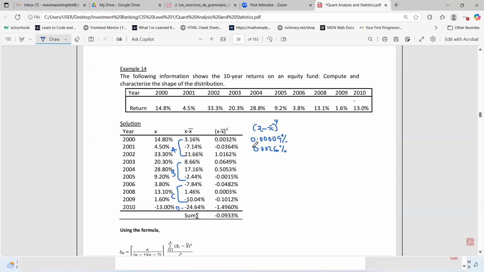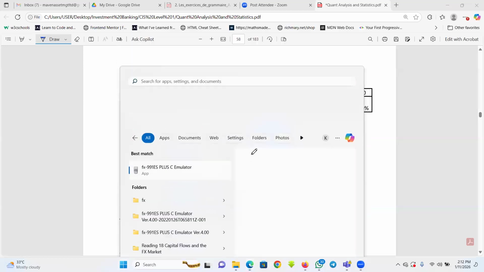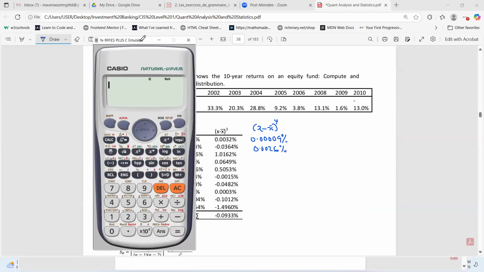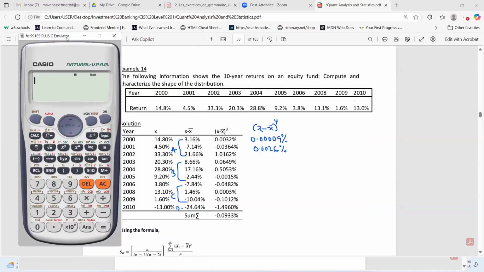Wait, let me bring up my calculator. Can you see my calculator? So we have 21.66% to the power of what now? 4.